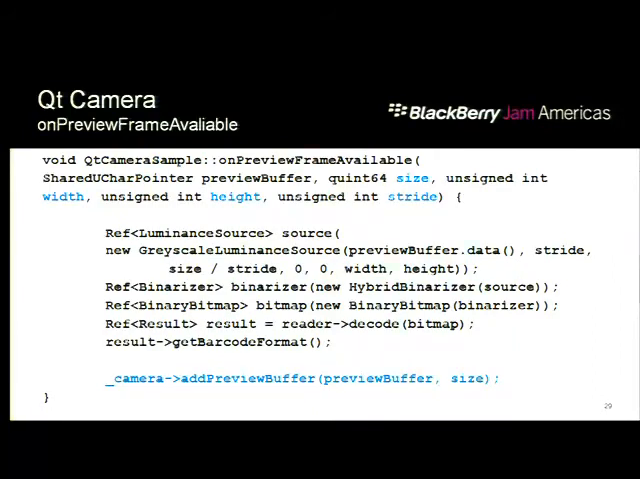That's just barcode decoding, but the important part of this preview buffer thing here is the line at the bottom, camera add preview buffer. You have to put your preview buffer back. If you don't, you just run out of buffers and your app will stop working. So no matter what happens in your preview frame available method, make sure you put your buffer back or it's going to stop working quite quickly.